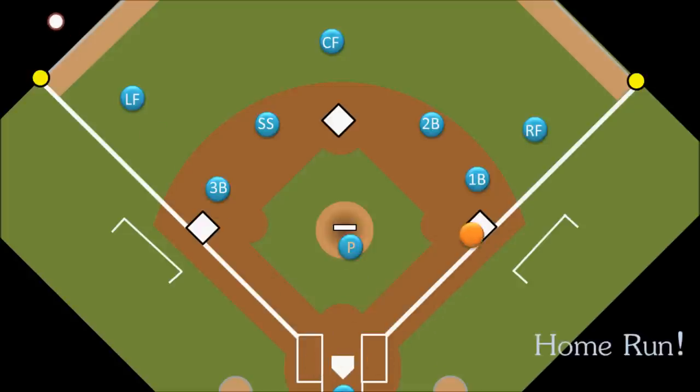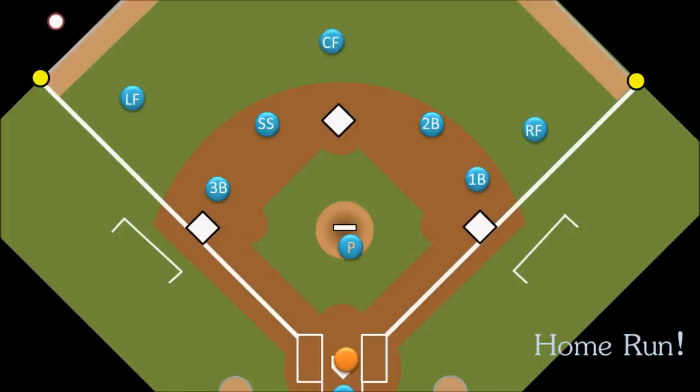Home runs must be in fair territory, between or off of one of the foul poles. And when this happens, the batter cannot be tagged out, so he can take his time jogging around the bases. It also means that any runners who were on base when the home run was hit also get to score as well.